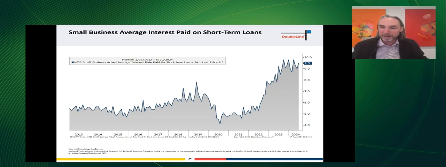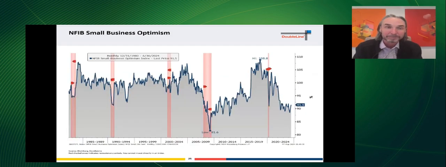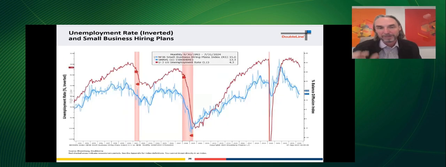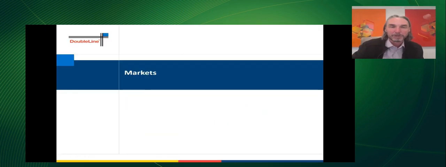And again, you can't make an economic decision on anecdotes, but to me, this chart is why that's the case, right? It's expensive. You're just trying to make ends meet. If you're borrowing at a 10% rate, it's going to cost some money. And that's why sentiment's bad in small businesses. And lastly, they're hiring less. That's the blue line, and it's correlated to the unemployment rate.